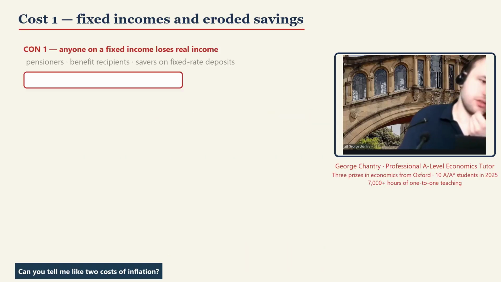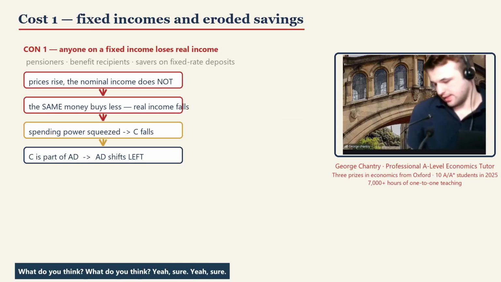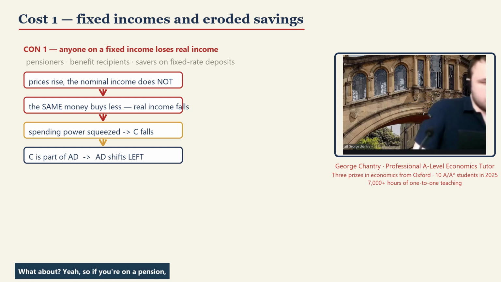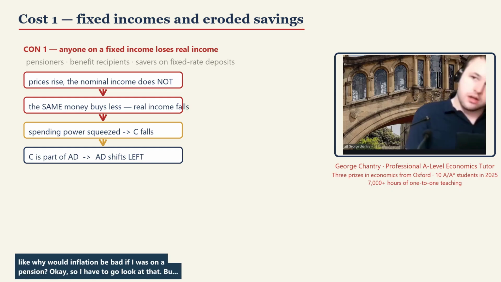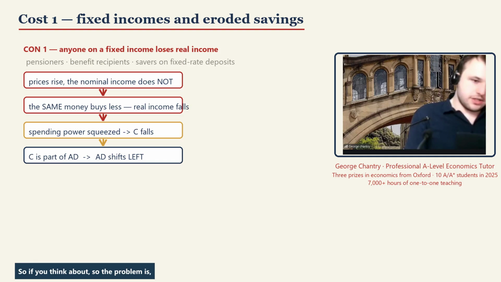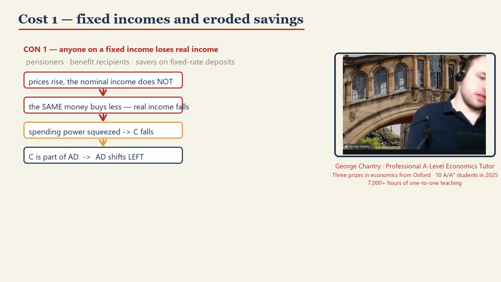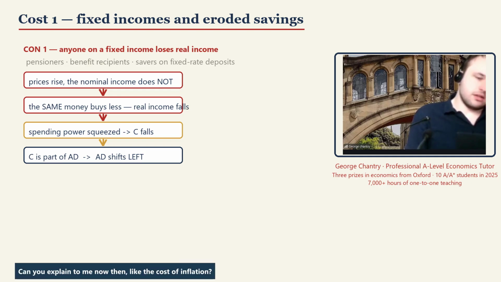Can you tell me two costs of inflation? What about pensions? Why would inflation be bad if I was on a pension? The problem is that if you're on a pension, your savings are eroded. So that's an issue. If I increase inflation, can you explain to me the cost of inflation?